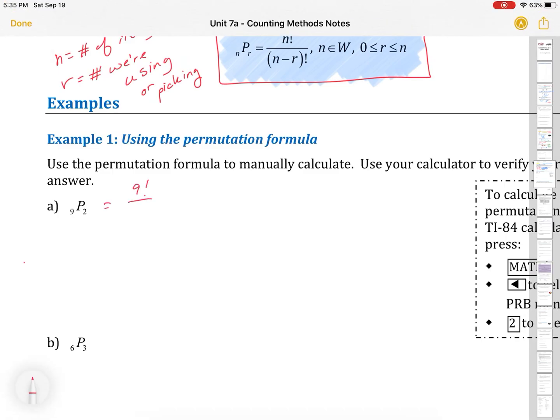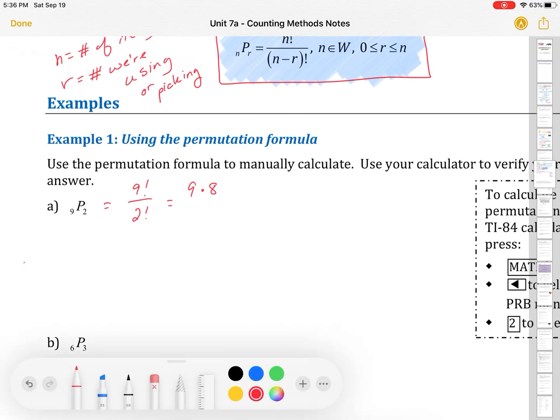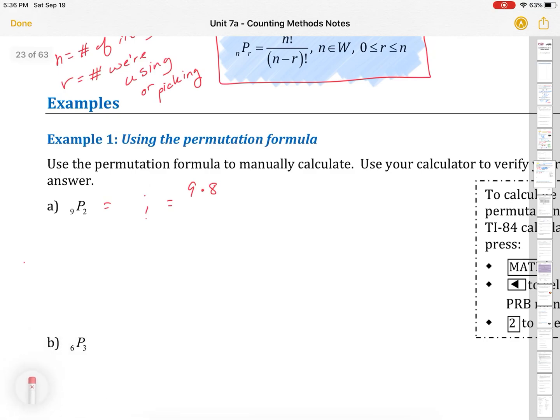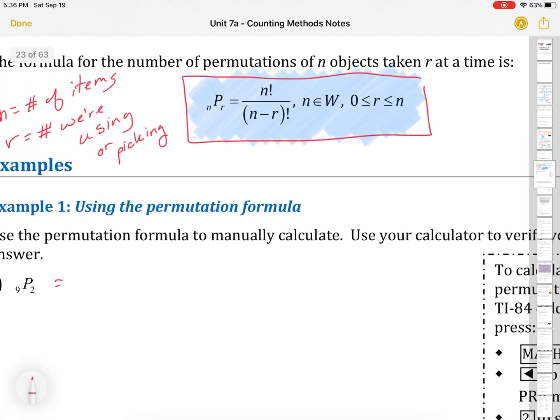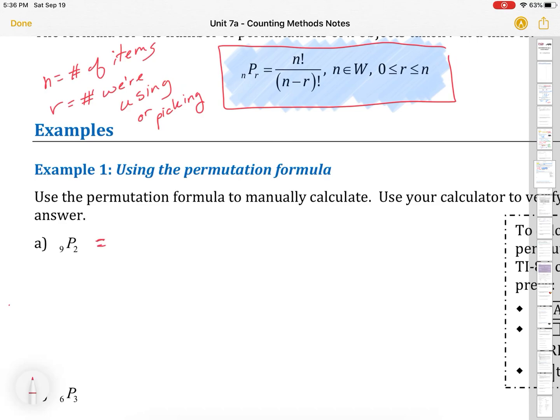So we have here 9P2, 9 pick 2. Sorry, I'm not going to do it that way. I'm going to use the formula that I just gave you.